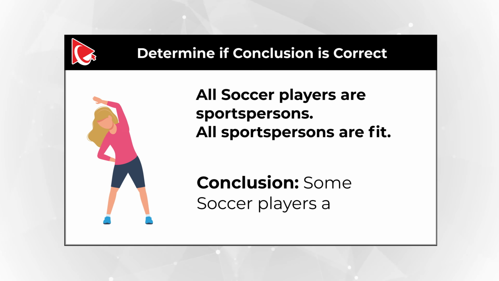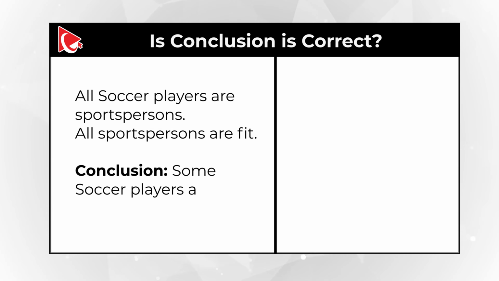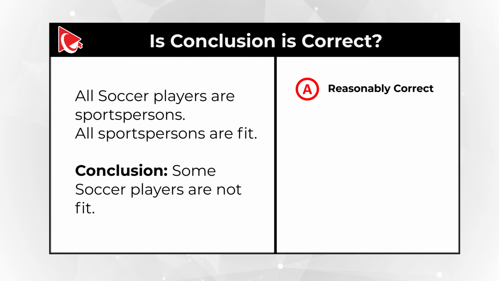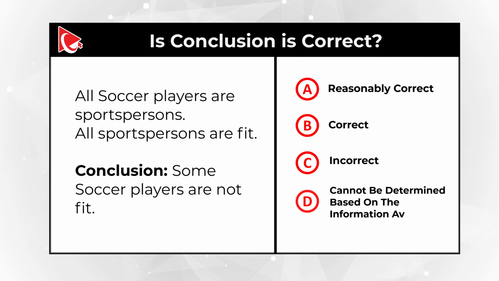Conclusion. Some soccer players are not fit, and you need to determine if this particular conclusion is correct. You have 4 different choices to determine if the conclusion is accurate. Choice A, it's reasonably correct. Choice B, it is correct. Choice C, it's incorrect. And choice D, cannot be determined based on the information available.